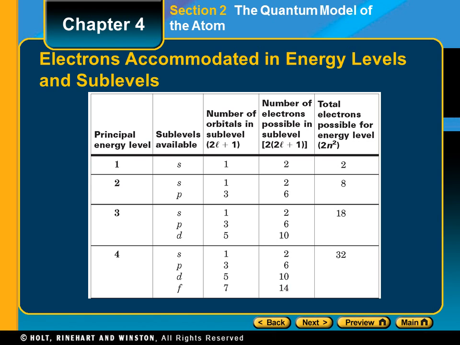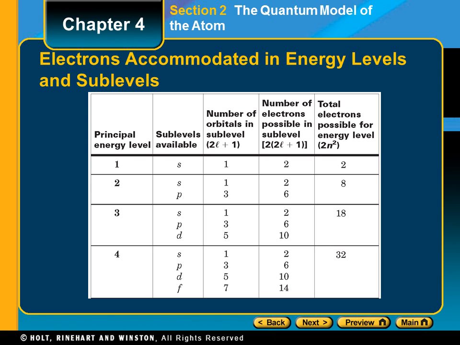This chart shows us each energy level, the sublevels available, or the orbital sublevels. Okay, we go s, p, d, f through 4. It shows us the number of orbitals in each sublevel. s has 1, p has 3, d has 5, f has 7. It shows us the number of electrons possible in each sublevel. So the s orbital sublevel holds 2 electrons.